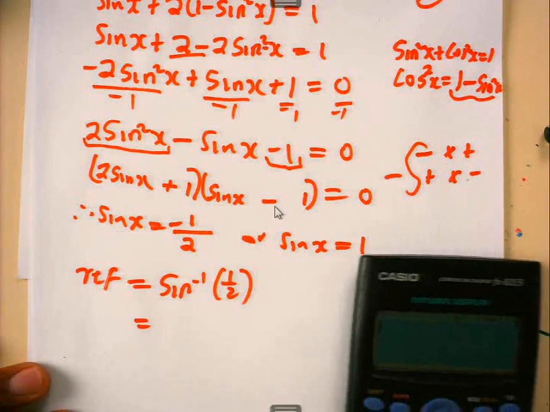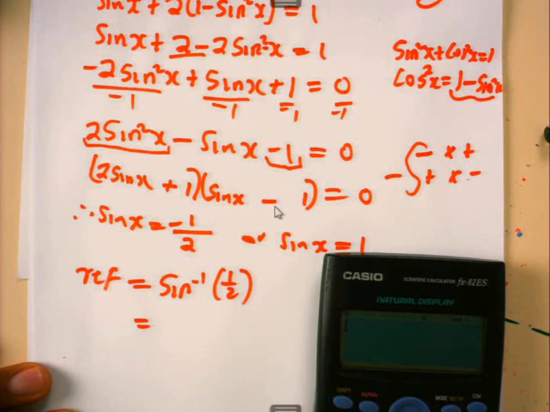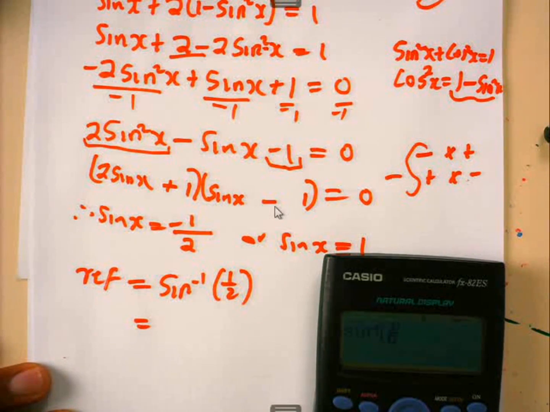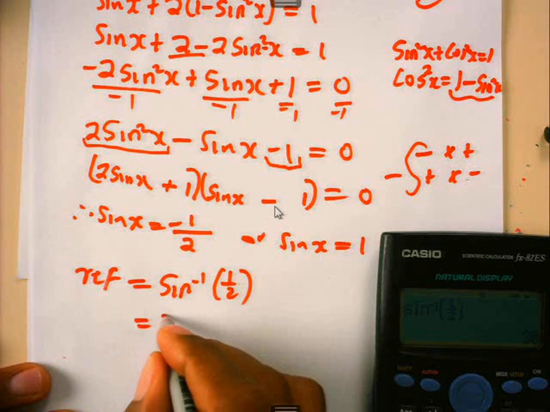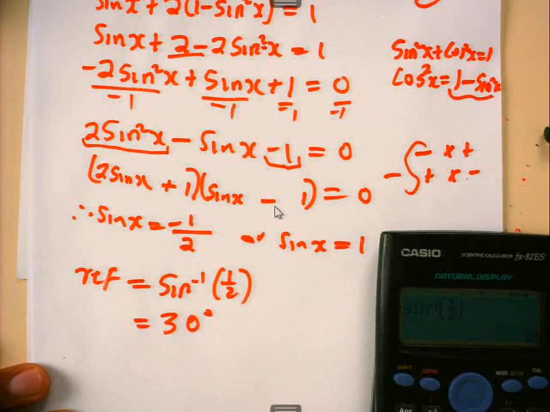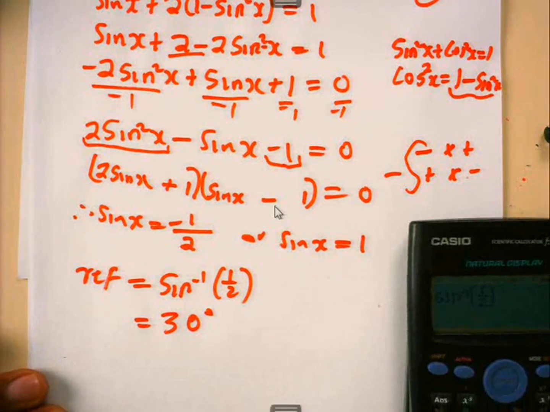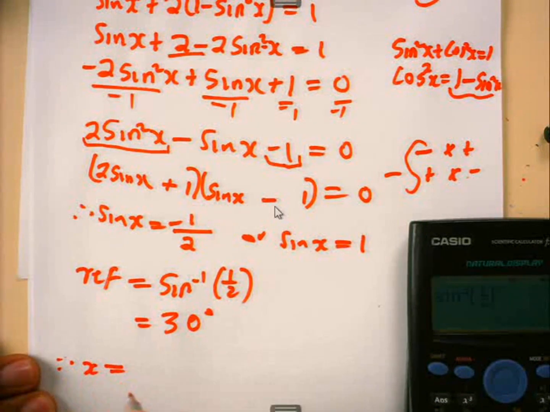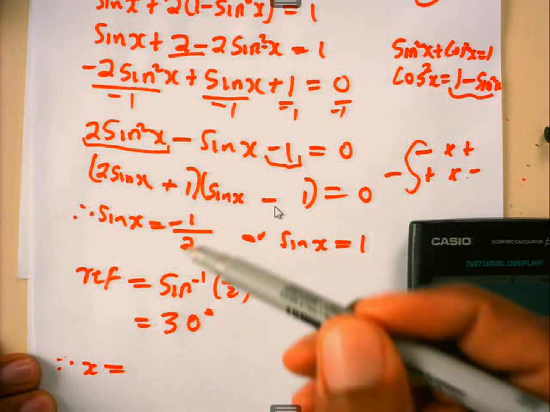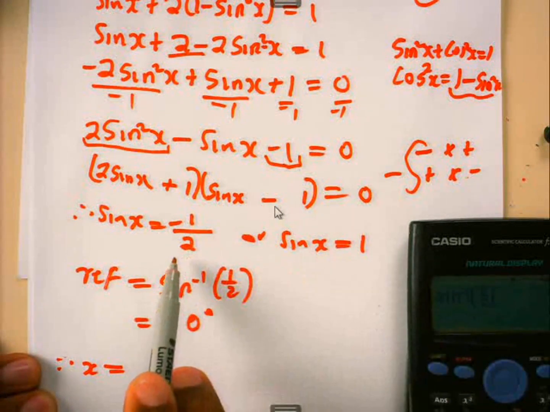Remember, we say shift, and then sine, that is 1 divided by 2 there, and the answer is what? The answer is 30 degrees. Right, now we are happy, we have the reference angle. Now it means once you have the reference angle, we will be able to solve for x. Right, now we say therefore x is equal to what?